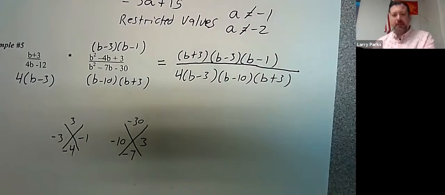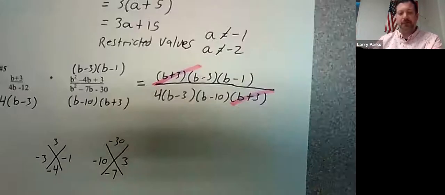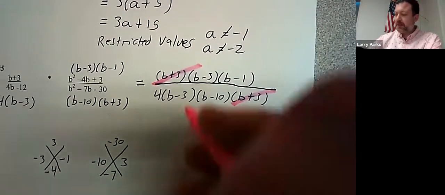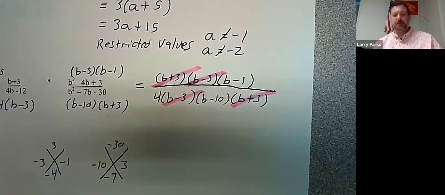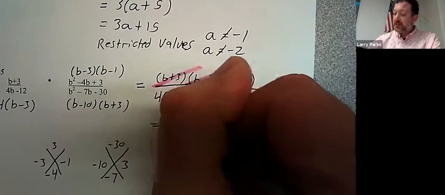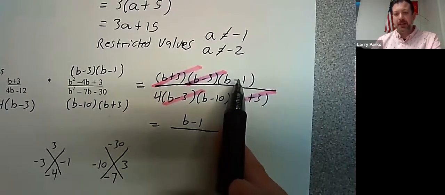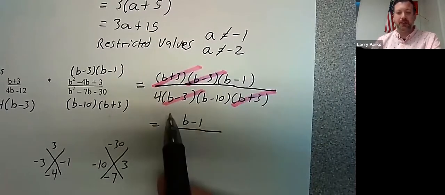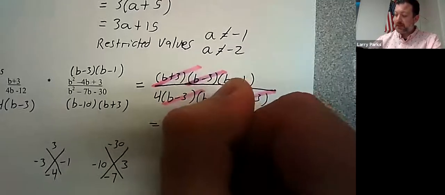I divide out common factors. I see a b plus 3 here and here. I see a b minus 3 in numerator and denominator. And that's it. So I get my reduced fraction, which is b minus 1. You don't need parentheses anymore since that's all that's up there. You could put them if you want. And then a 4 and a b minus 10.